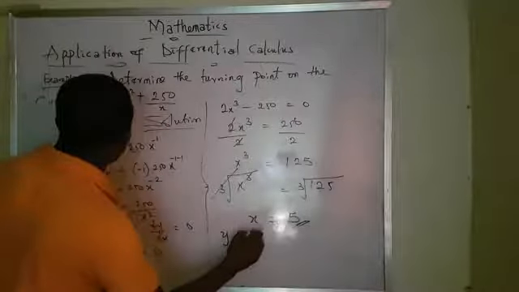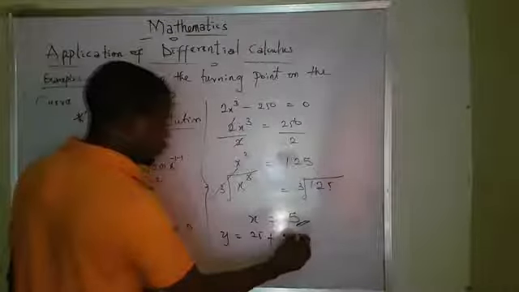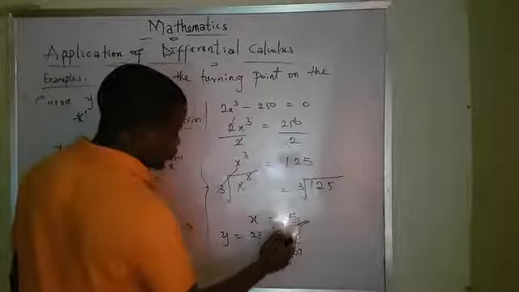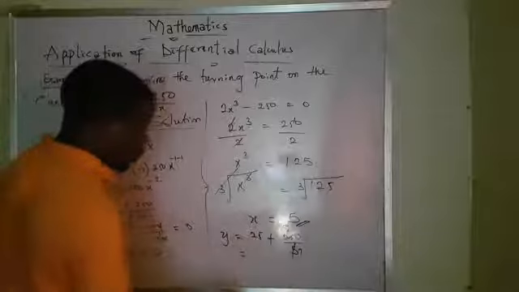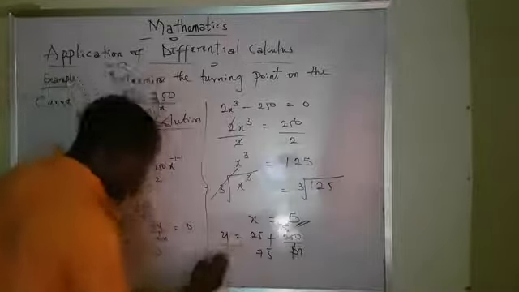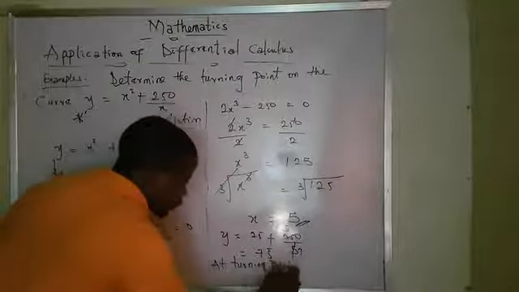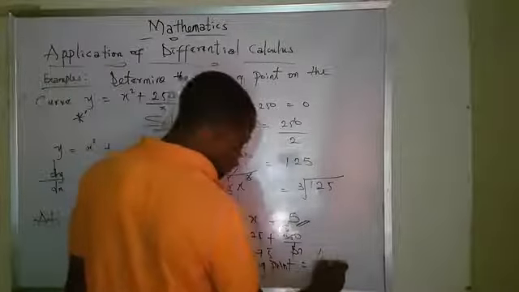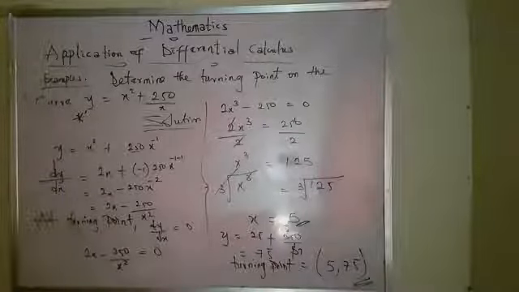So y can now be equal to, instead of x, we put 5 into this, that will be 25 plus 250 upon 5. 5 here 1, 5 here 50. So that will be equal to 25 plus 50, that will be 75. So at the turning point, x is 5, then we have 75. Solved. That is another example.